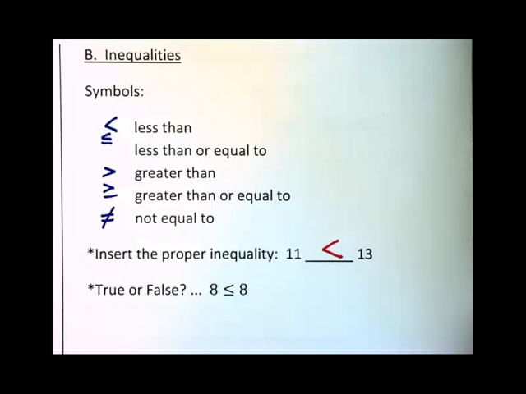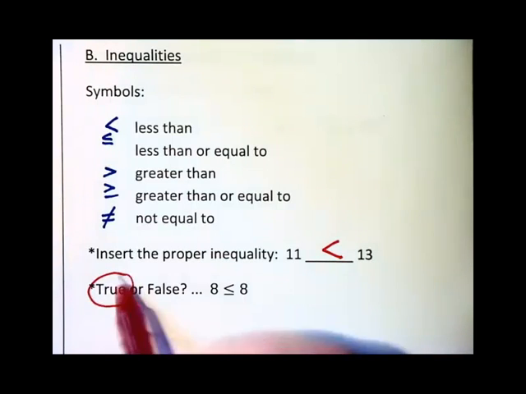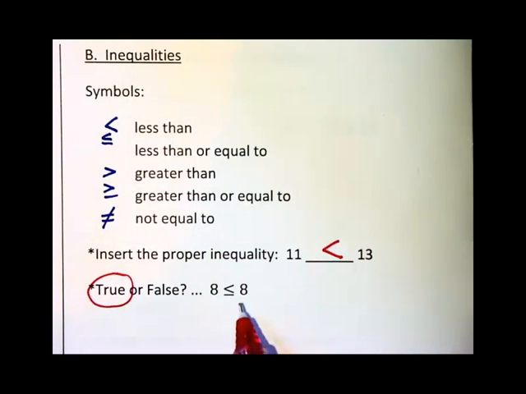Now, as far as this next problem goes, true or false, is 8 less than or equal to 8? The answer is true. That 8 is not less than itself, but it is equal to itself, and that is a less than or equal to symbol, and with the or it will handle the less than or the greater than.